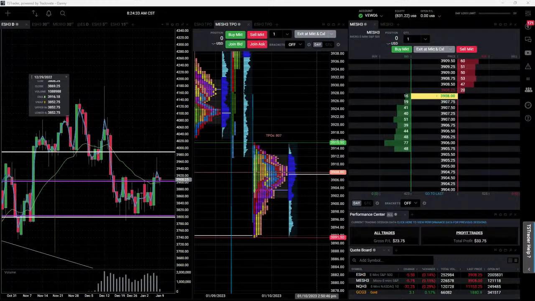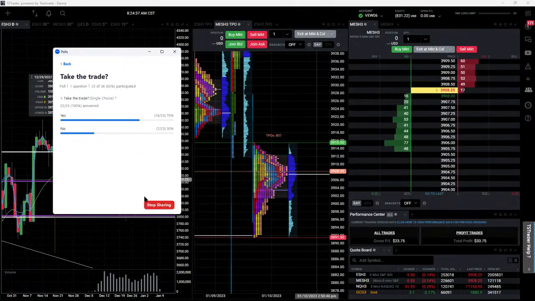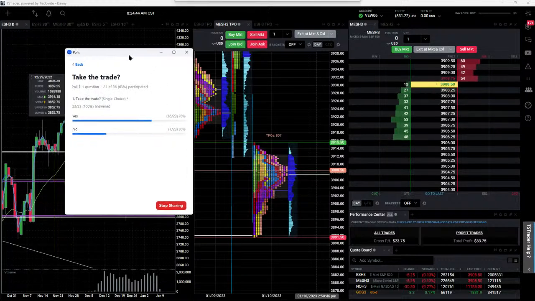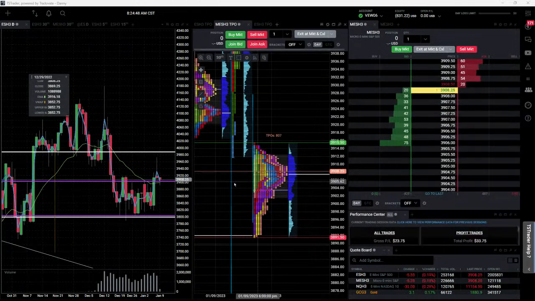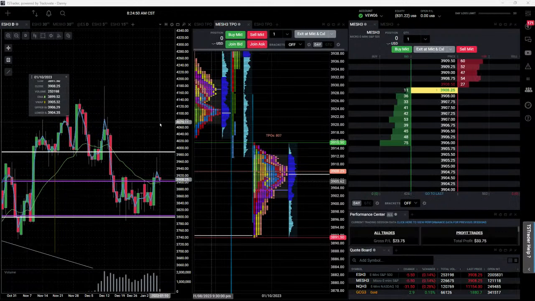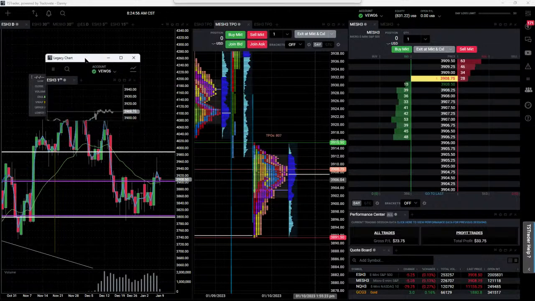Here's our poll. Here are the results. 70% say yes. So we're going to try and keep our risk to under 7 points. That puts us at about 5 points of risk in the opening range trade. So I'm going to bring up our 1 minute chart. Hopefully the opening range works for us.